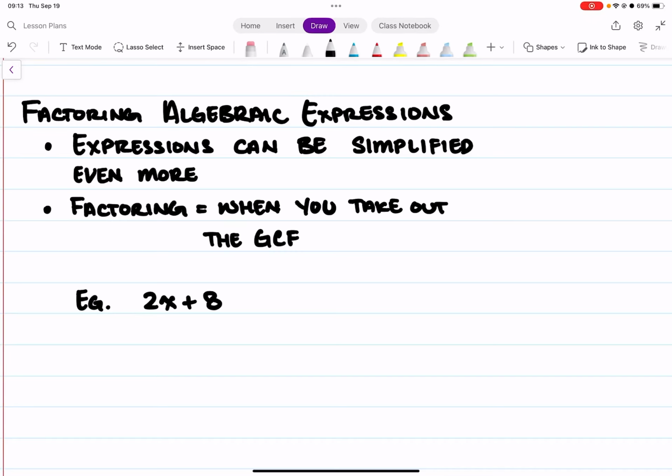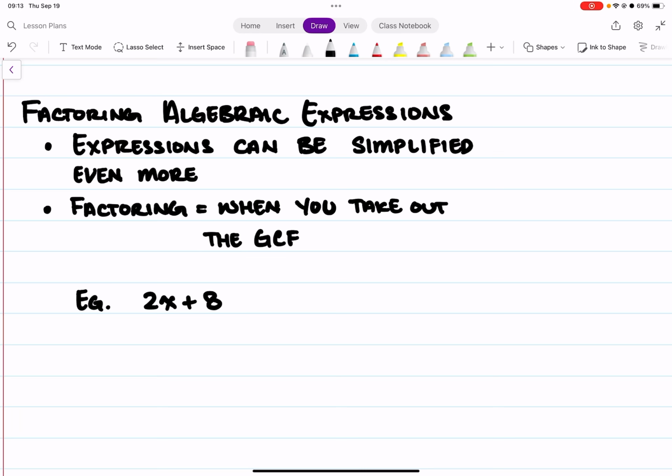In this next section, we're now going to factor the algebraic expressions. And you could go ahead and copy this down, and I will talk through these points right after. All right. So when you're factoring algebraic expressions, it's pretty much doing the opposite of what we just did. So expressions can also be simplified. They could be simplified even more. And factoring is when you take out the GCF.